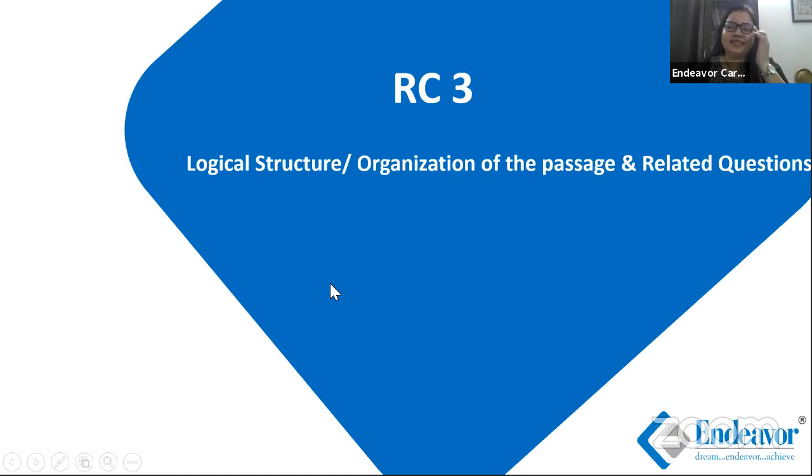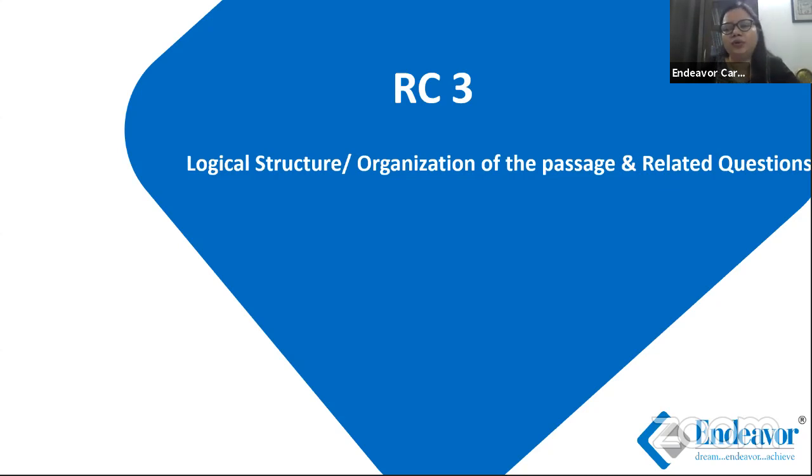Let's start. So you can see the title of today's lecture: Logical Structure, Organization of the Passage and Related Questions. Just to give you a background, we've had two sessions of RC. In the first one, we talked about what expectations we should hold with regard to RC, with regard to verbal in general. We also spoke about how to read, what focused reading is, how to read in such a manner that you're able to filter out important ideas and look for those keywords. We looked at types of passages. And in the last lecture, which was main idea and related questions, we looked largely at main ideas, right?